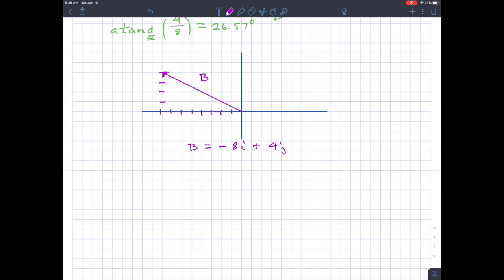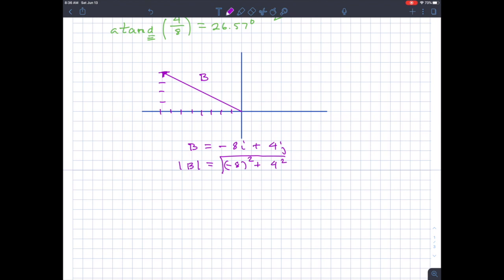If I wanted to look at the magnitude of B, really the only thing that happened was that the x component was in a different direction. It was negative instead of positive. So it's still the square root of -8 squared plus 4 squared. The length of B did not change. But if I wanted to find the angle theta, what would you do?